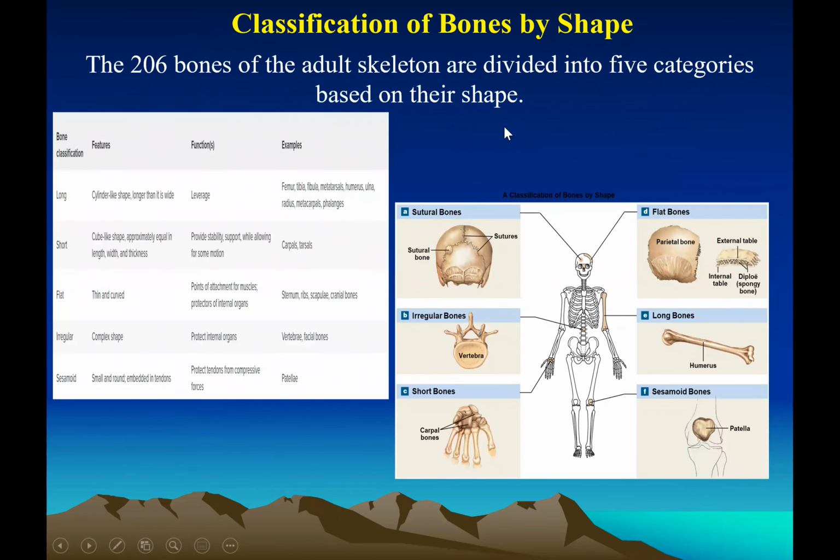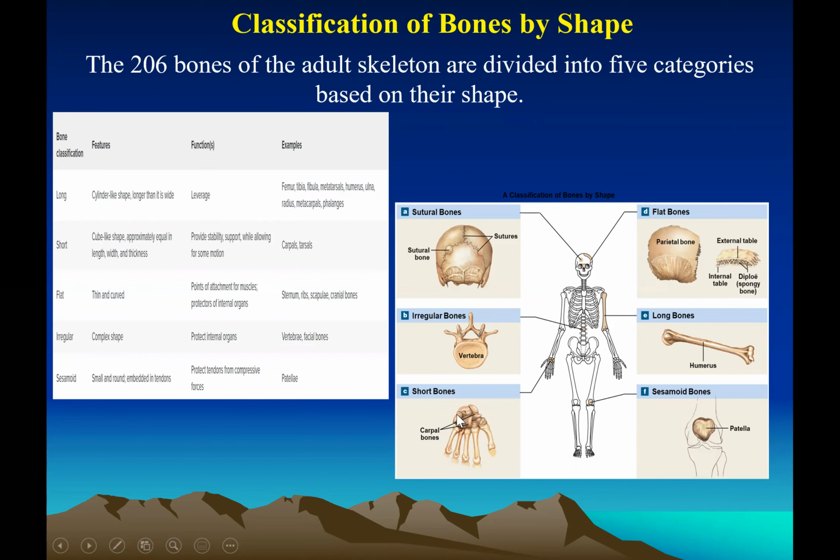How are bones classified? Bones are classified by shape. They are also classified by internal organization, if it's compact or spongy. A human adult has about 206 bones, and they can fall into any of these 5 categories. A long bone, as the name indicates, is very long. It's longer than it's wide. The main function is leverage. Examples are femur, tibia, fibula, humerus, ulna.